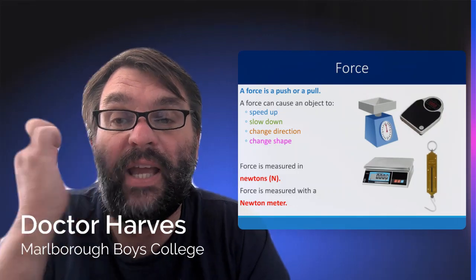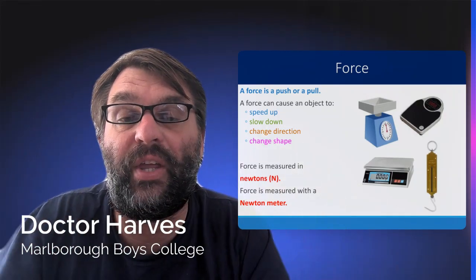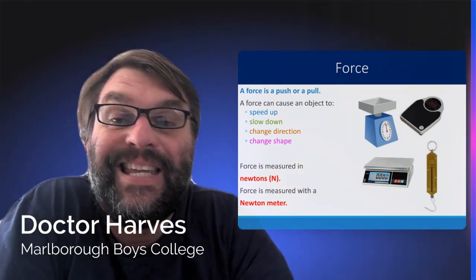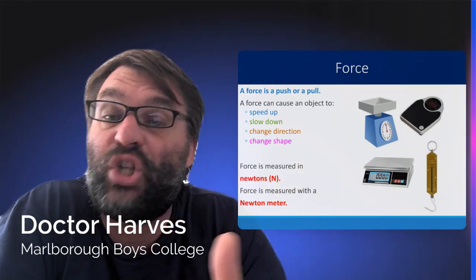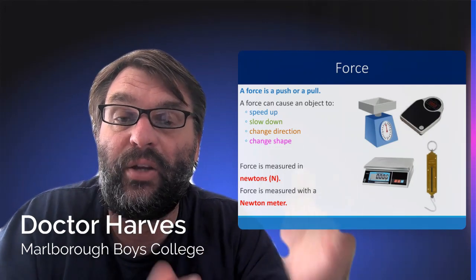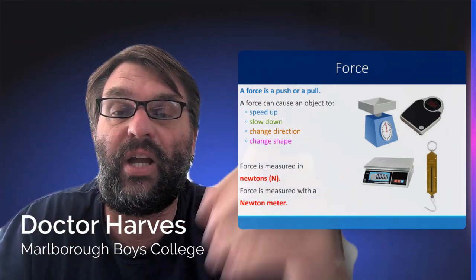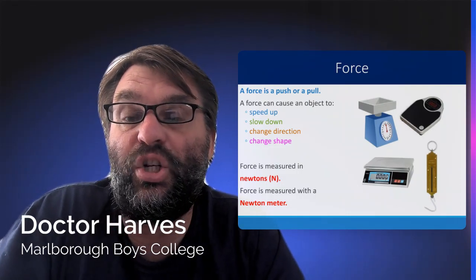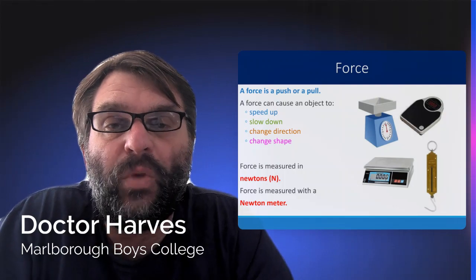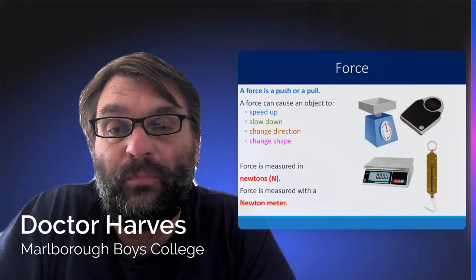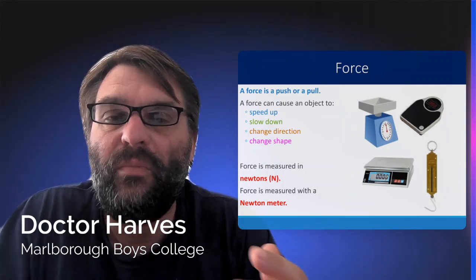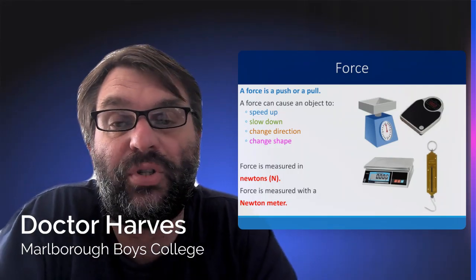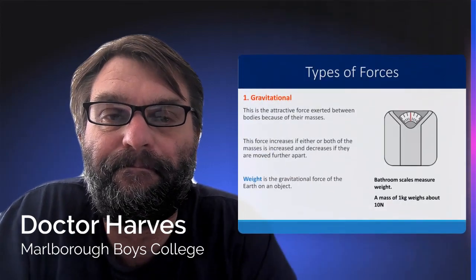And a force can cause an object to do one of four things. It can either accelerate it, which is speeding up, or decelerate it, which is slowing down. It can change an object's direction. So for example, a car crash is going to change the direction of the cars. Or it can change the object's shape, like squishing a soft tennis ball. And force units are newtons, which is capital N, and they're measured using a Newton meter, a few examples there on the right.